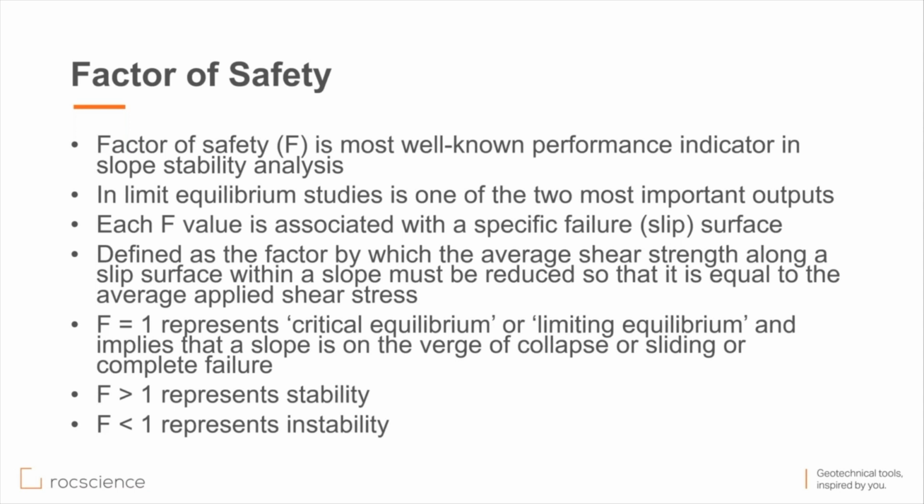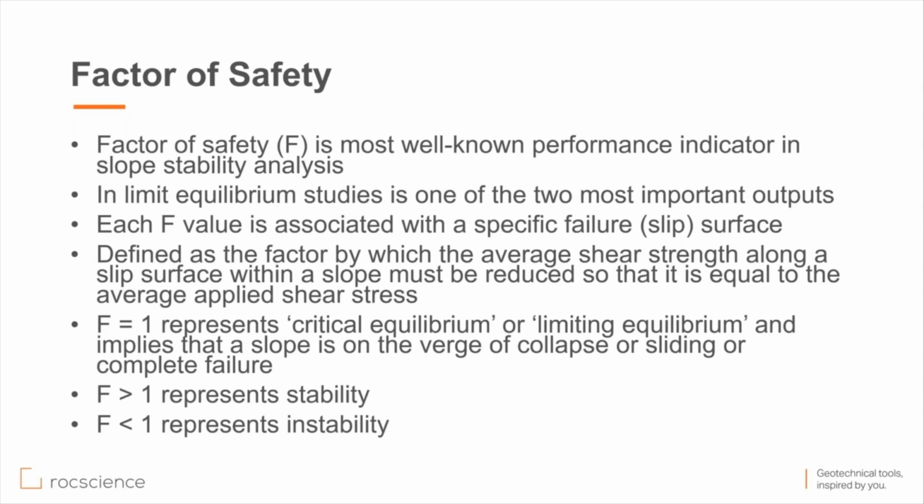Now, factor of safety is simply the ratio of your average shear strength to the average applied shear stress. Or it can also be defined as the factor by which we need to reduce the average shear strength available along a slip surface until it becomes equal to the average applied shear stress.